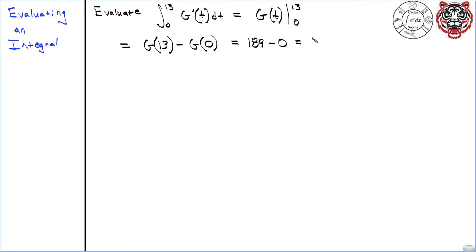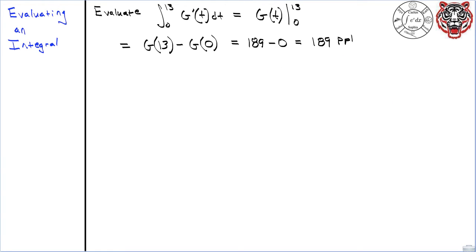Wait, isn't it 189? It is, yeah. I thought you said 189 minus 0, which is 0. You said g of 0. Yeah. So what are our units here? People. Why is it just people? Because it's not g prime anymore. So that's the general idea. g prime is the rate, and this one is just people.